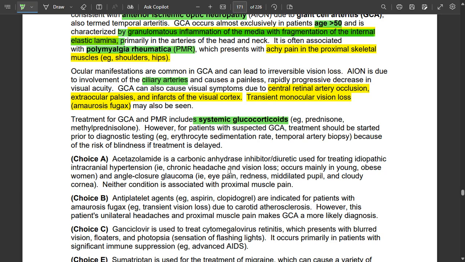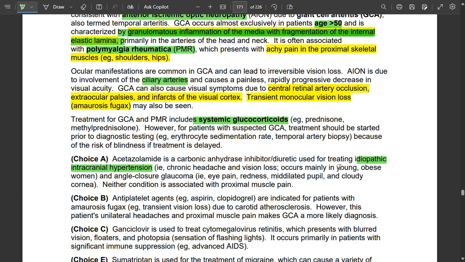Acetazolamide is a carbonic anhydrase inhibitor, a diuretic, used for treating idiopathic intracranial hypertension, IIH. So there is intracranial hypertension of idiopathic cause. Acetazolamide decreases CSF pressure.